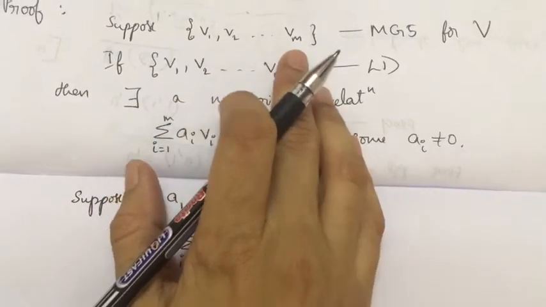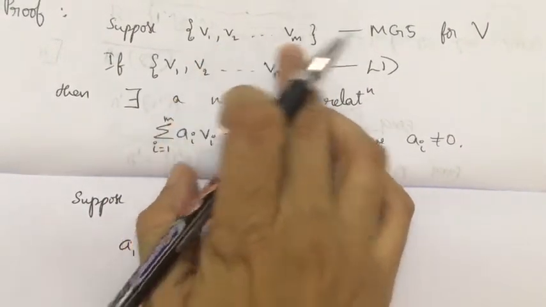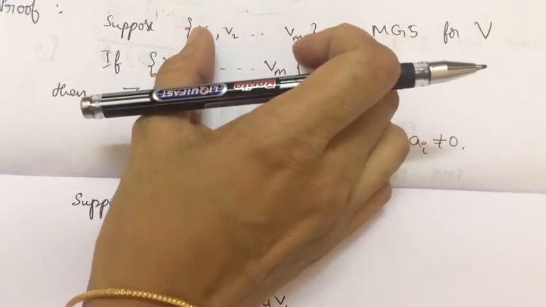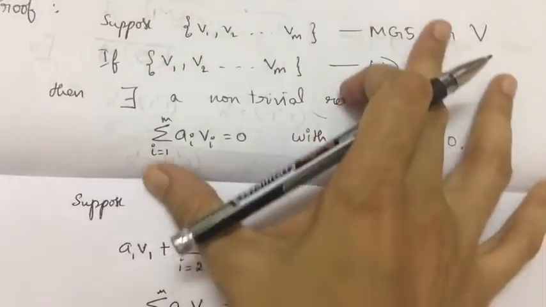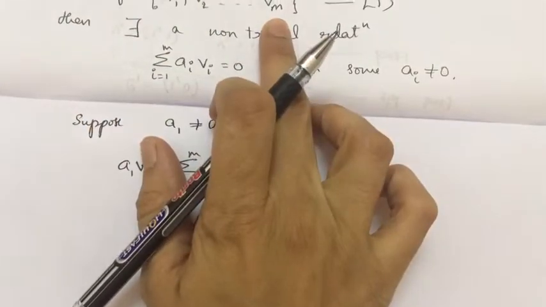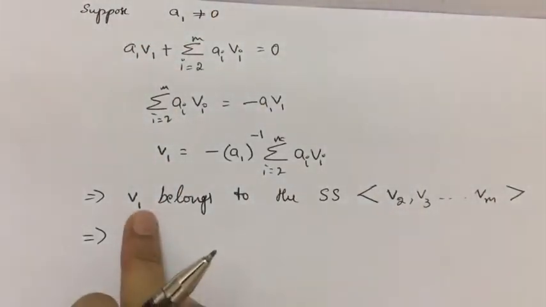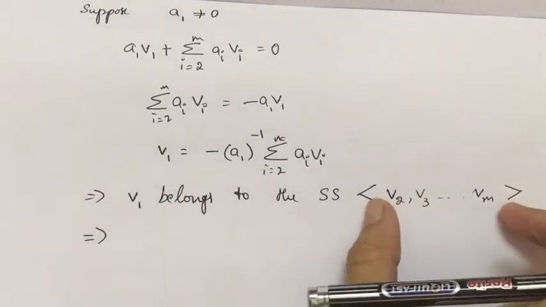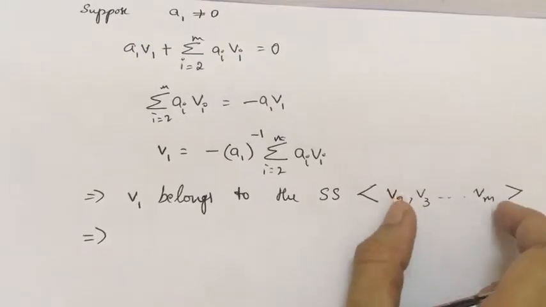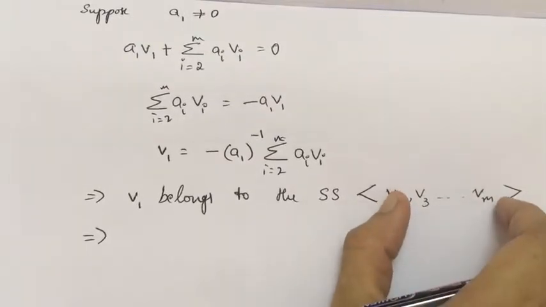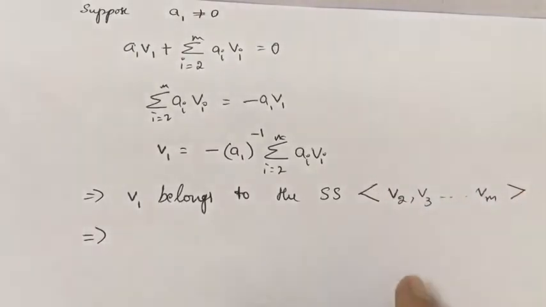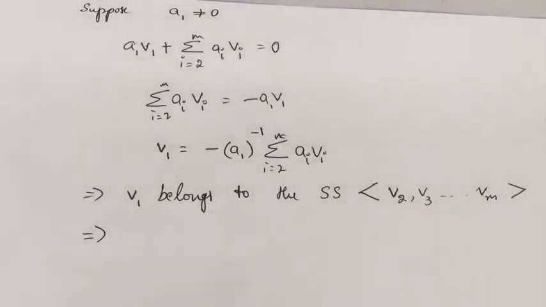v1, v2, and so on, is the minimal generating set for V. Okay, so no proper subset of this generates V. When I assume these vectors are linearly dependent, I end up saying that this one vector can be written as a linear combination of this set of vectors. That means this forms a generating set for V, but which is a contradiction. Therefore, these vectors are linearly independent.